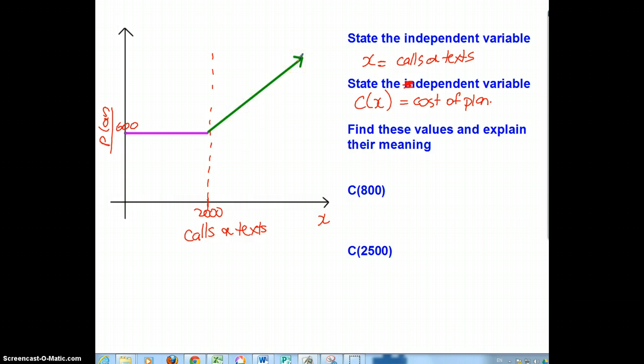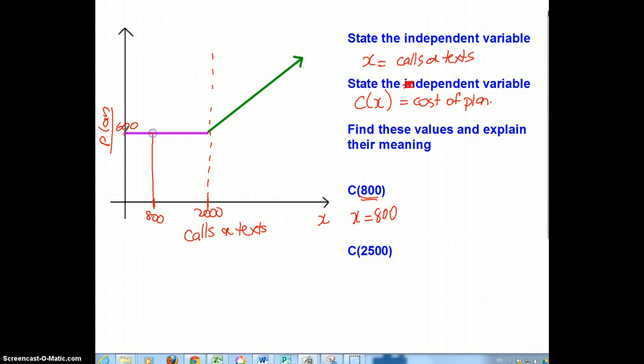Okay, it says find these values and explain what their meaning is. So C of 800, what's that actually asking? Well, here the X is 800. So it's saying if my calls and texts are only 800 pesos, what is the cost of my plan? So if I come over here to my graph, 800 pesos is somewhere here, isn't it?